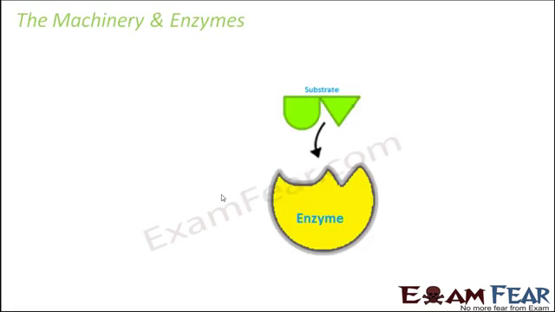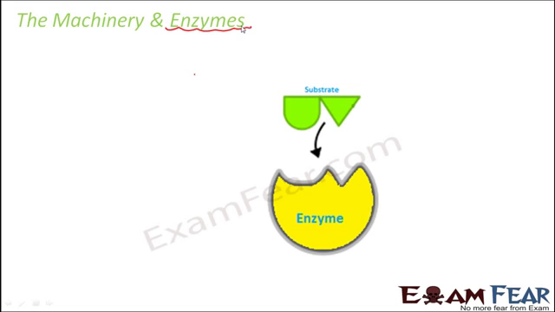So let us now talk about the machinery and the enzymes. When we say machinery, what we mean is, as I said, the process of DNA replication. For this process to take place, it is not only DNA that is required. There are quite a couple of additional things which are also required to make the process of replication possible. And one important thing is the enzymes.